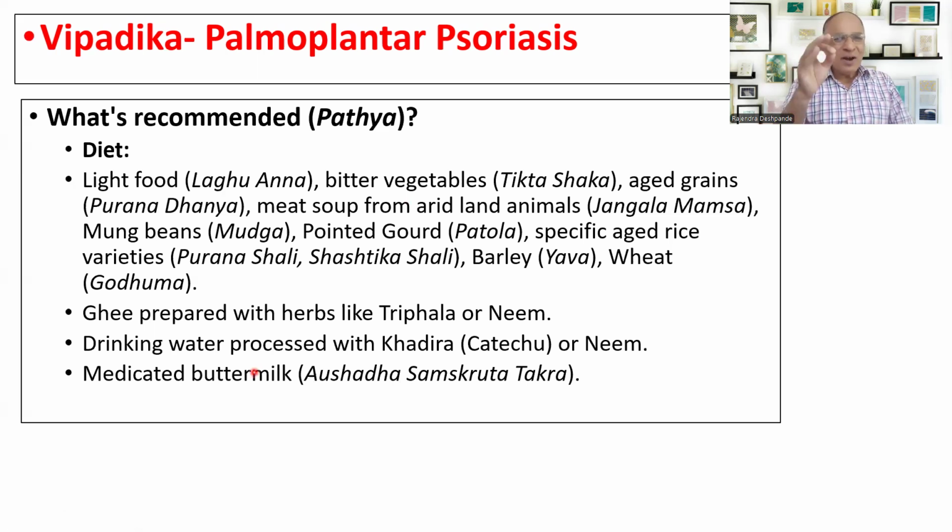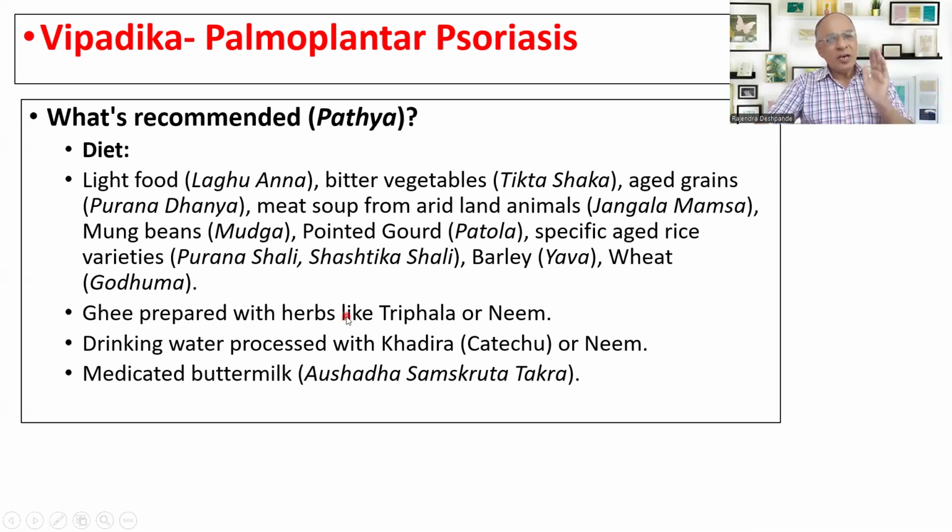So what is the recommended pathya for this patient or any psoriasis patient? Diet should be light food, laghu anna, bitter vegetables, tikta shak, aged grains, that is purana dhanya, meat soup from arid land animals like jangal mouse, mung beans, that is mudg, pointed gourd, that is patol, specific aged rice varieties, that is purana shali, rakta shali, barley, that means yav, wheat, that means godhuma.